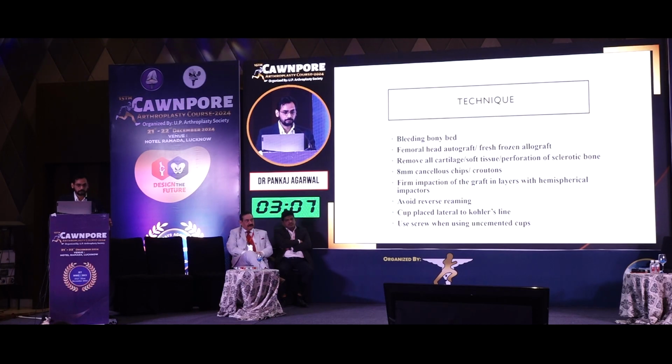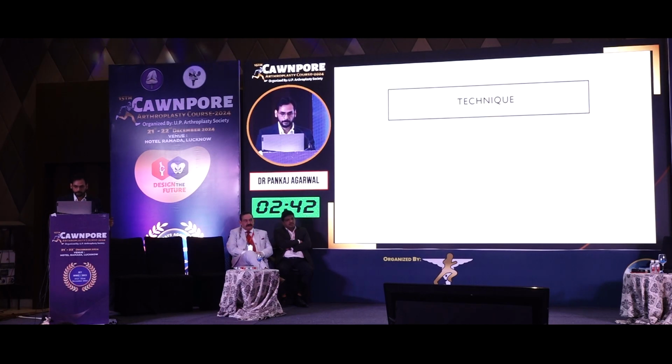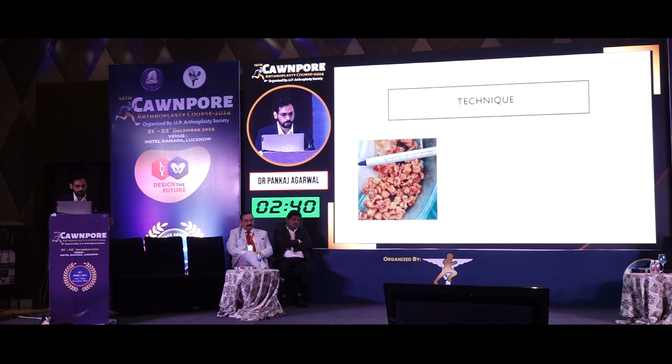And the graft should be so hard that it should feel like cancellous bone after impaction. And this is debatable, one should avoid reverse reaming as the shear forces can lead to dislodgement and destabilization of the impacted graft, and the cup should be placed lateral to the Kohler's line. And whenever we are using uncemented cups, screws should be used to hold the cup.